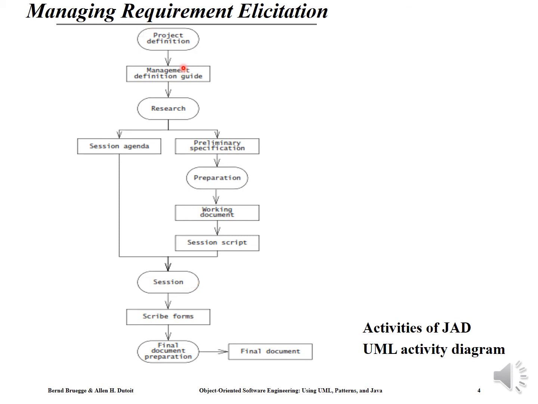The first activity is project definition. In this activity, the JAD facilitator interviews the project manager and client to determine the objective and scope of the project. Basically the outcome of this is the management definition guide. So the objective and scope of the project is determined, and the output of it is a management definition guide.